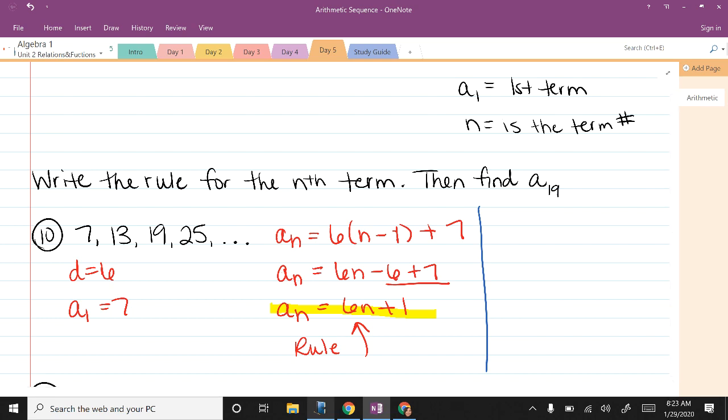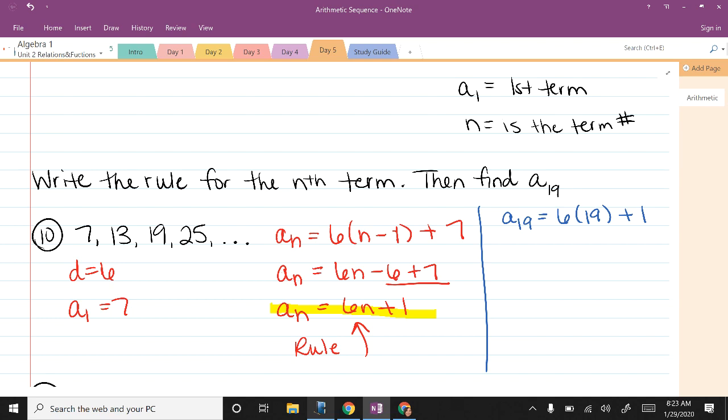Okay? So I'm going to use my new rule that I just highlighted, and I'm going to say A sub 19 equals 6 times n. Well, my n is 19, plus 1. Y'all see what I'm doing? Last, I'll plug 19 in for my n's. I have to get the equation first with n's in it, and then I find whatever term they ask me by plugging that number in for the n.